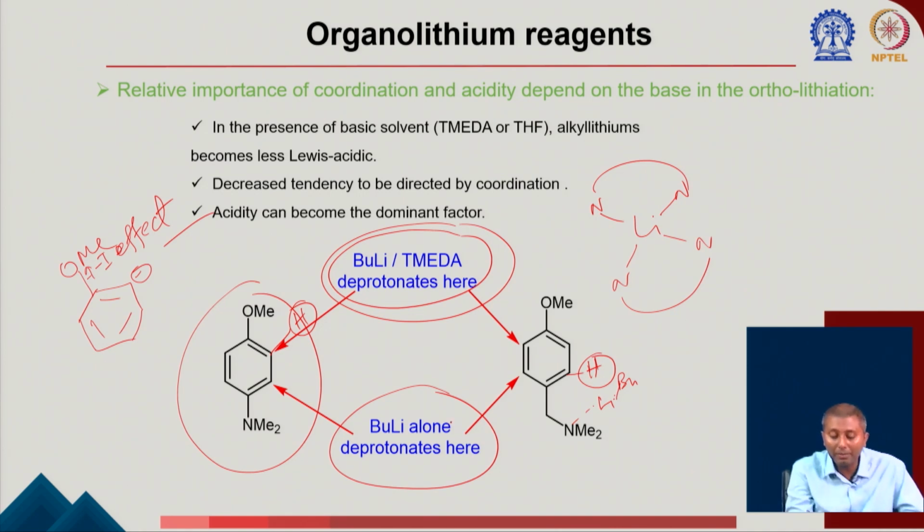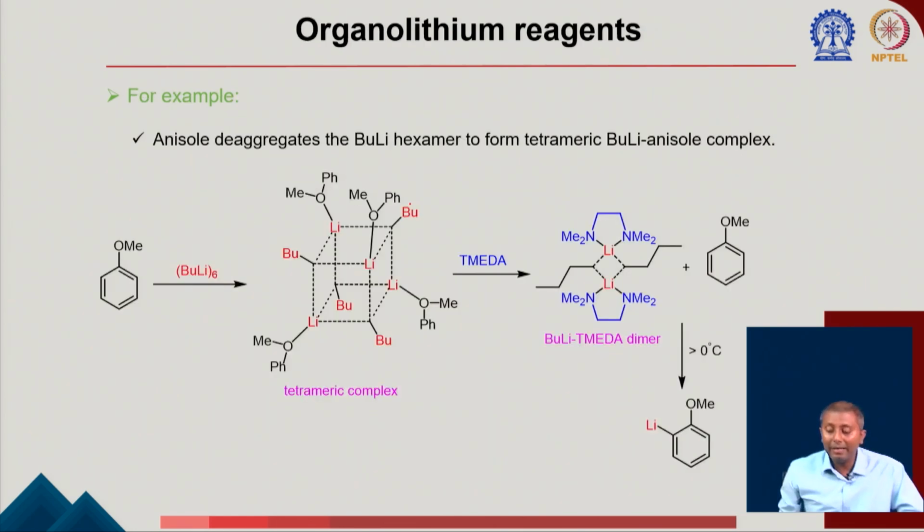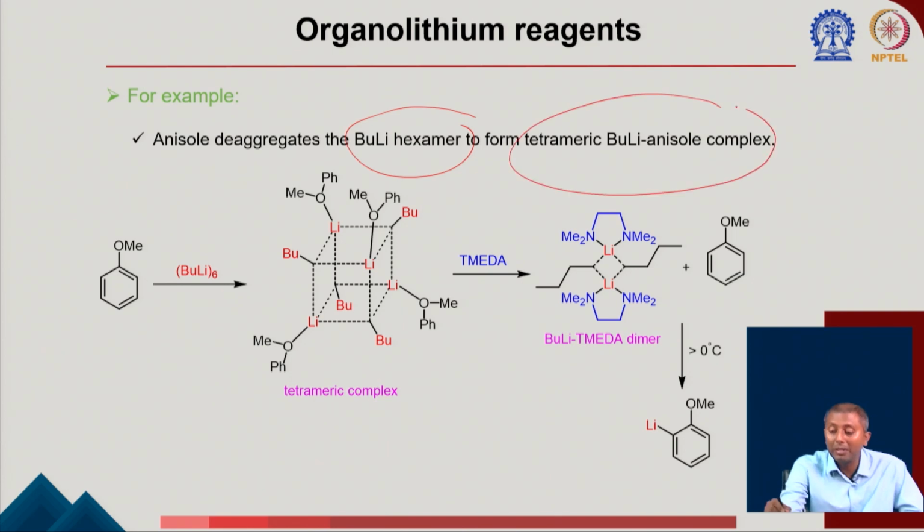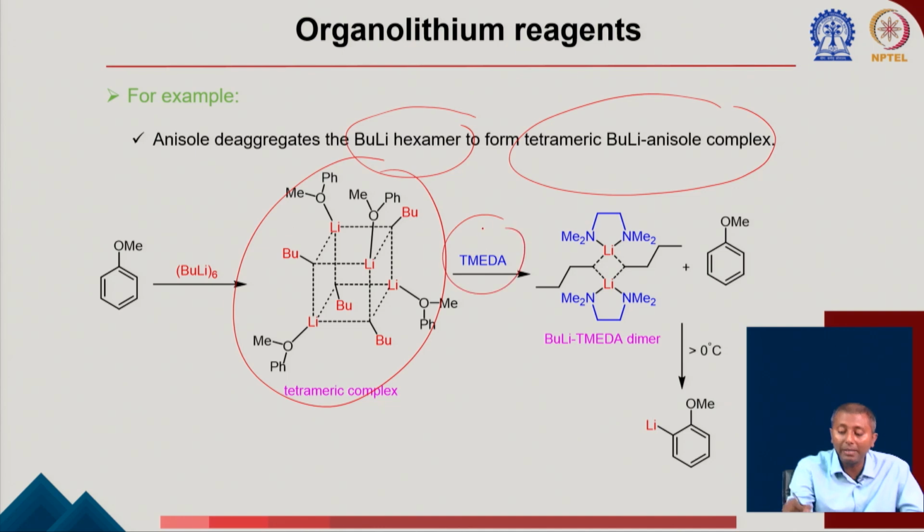And once you have the butyl lithium alone, then it can coordinate. So there are two things happening. On one side, the coordination effect is playing a role. On the other side, the stability of the negative charge is playing a role once you have TMEDA bound with it. Here again it is shown that once you have an anisole, it can convert the hexameric structure of butyl lithium to a tetrameric butyl lithium anisole complex. From there the TMEDA comes into play.